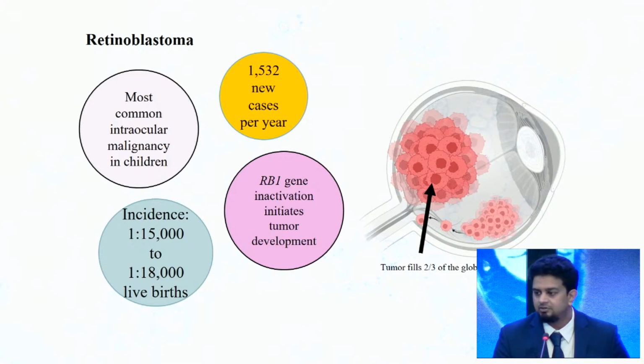The major cause of retinoblastoma is inactivation of the retinoblastoma gene, RB1, which initiates tumor development in the retina. As you can see in the schematic, this is the retinoblastoma tumor, where the tumor fills two-thirds of the globe.